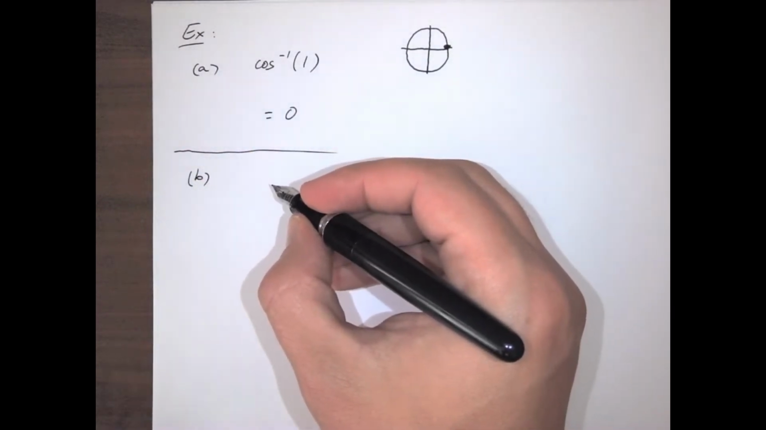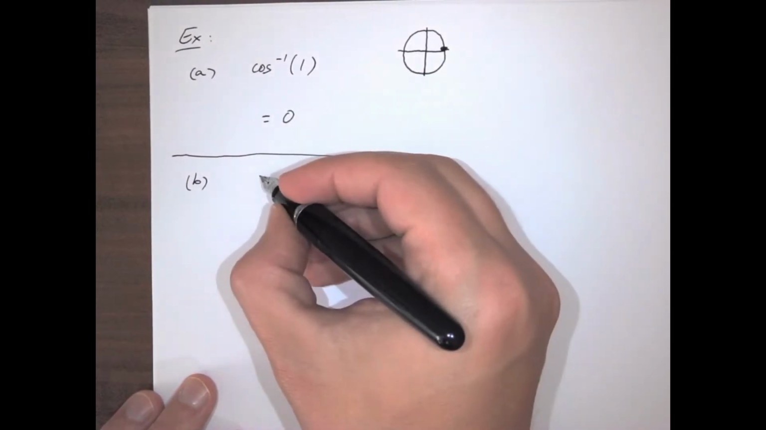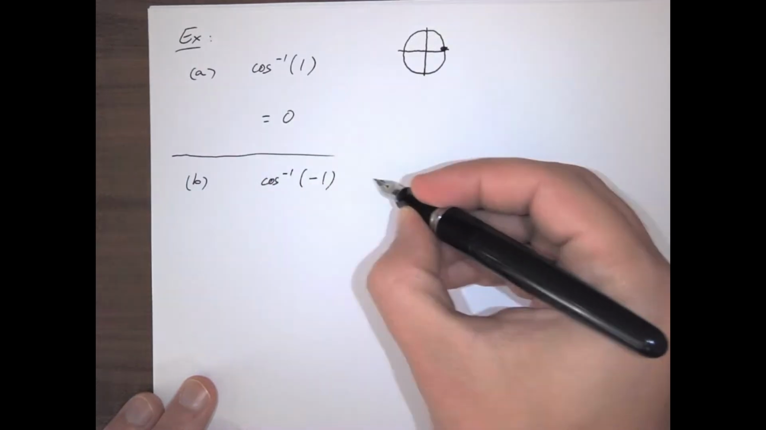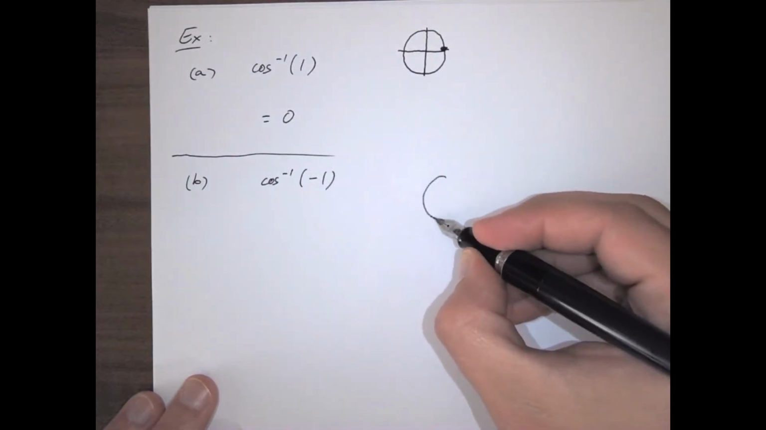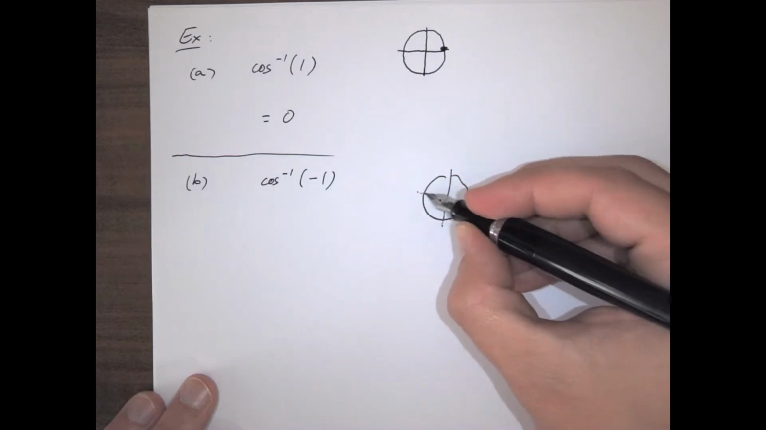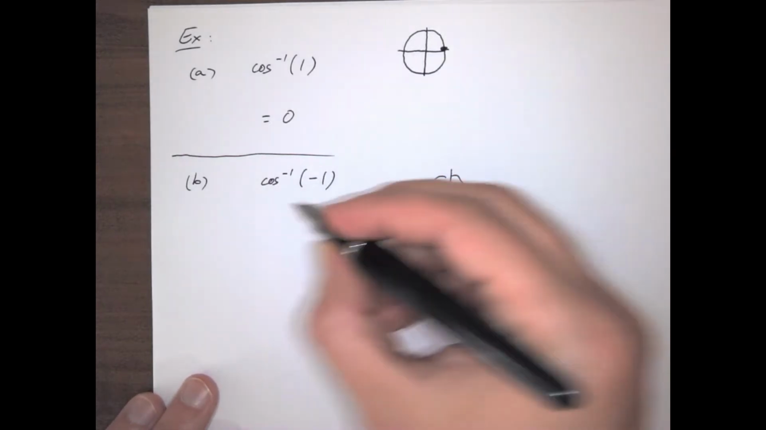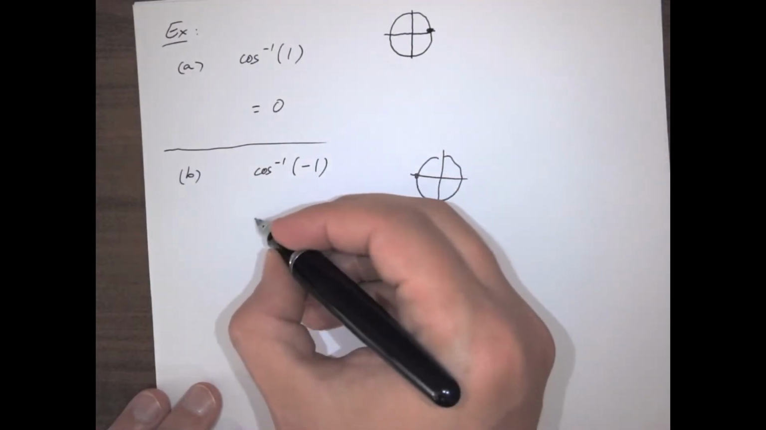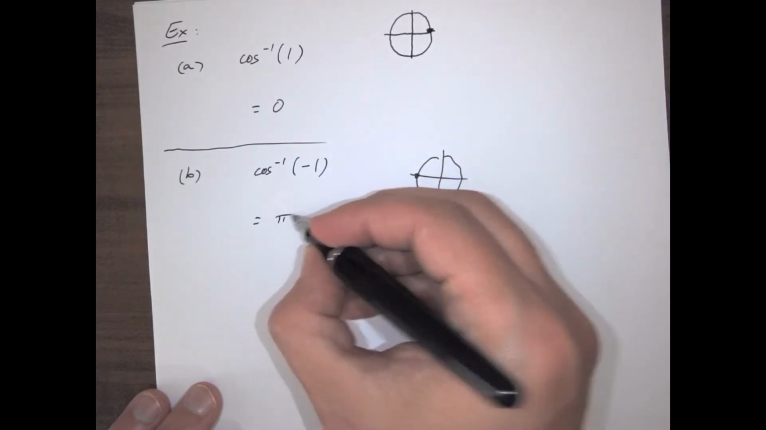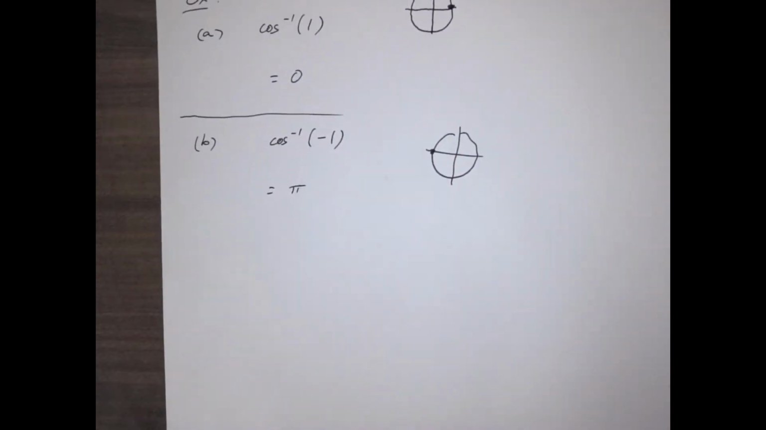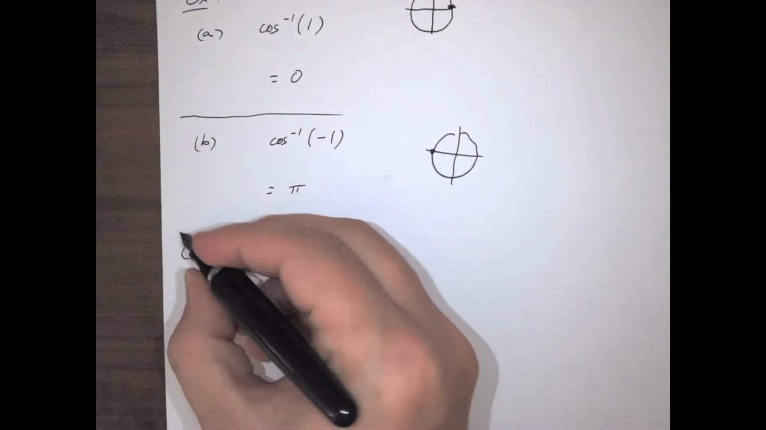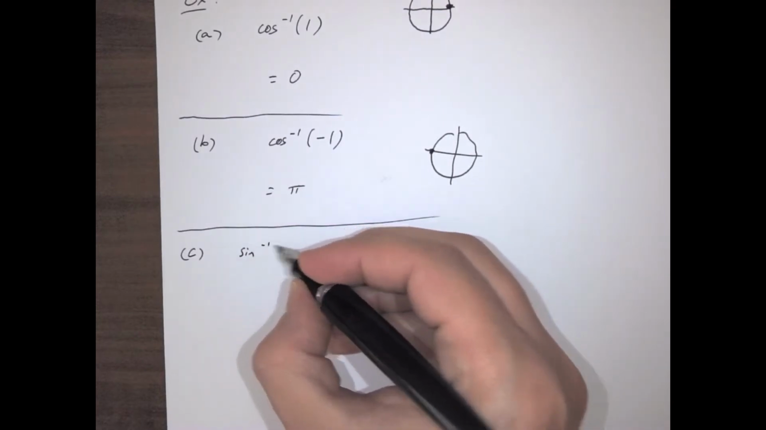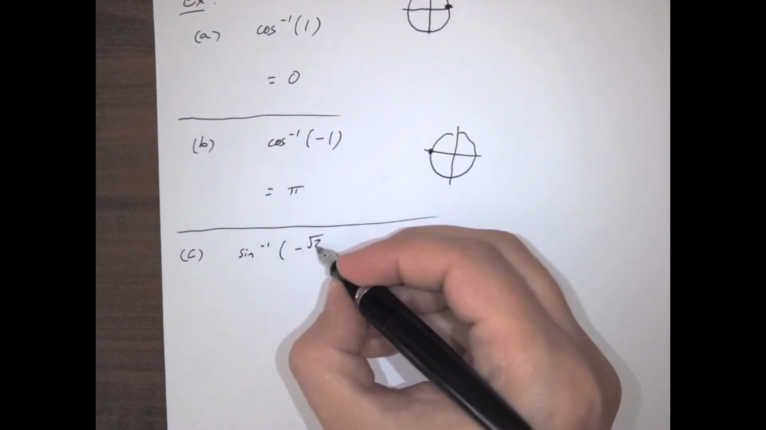All right, let's see if we can do another. How about the cosine inverse of negative 1? Start by sketching yourself a little circle, and then ask yourself, okay, x or y, and that equals negative 1. So here, the x is negative 1, so that's going to be at the angle of pi. All right, how about something like this? What if I asked you about the sine inverse of negative root 2 over 2?